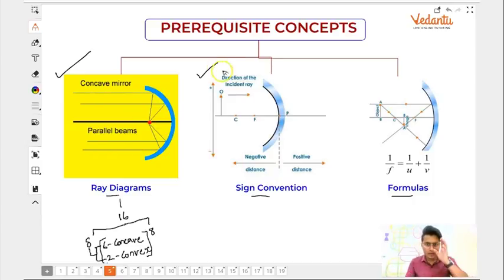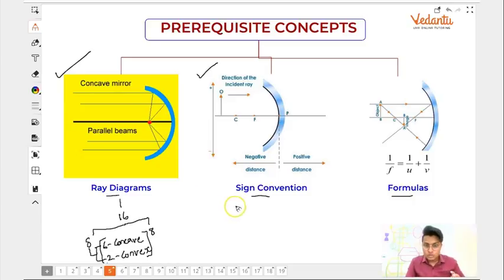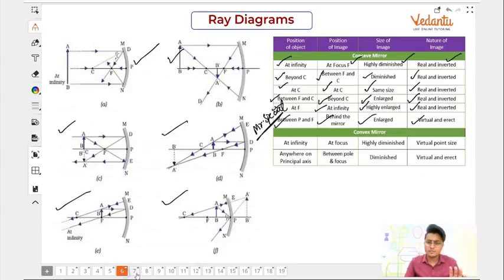So stay with me, completely focused here, because for numericals and to verify your answers, to visualize your questions without solving them, you need to know these three concepts. That's why we are spending so much time revising this. Okay? So guys, now moving to the sign convention, all of you focus here completely. Sign convention is one of the simplest things.